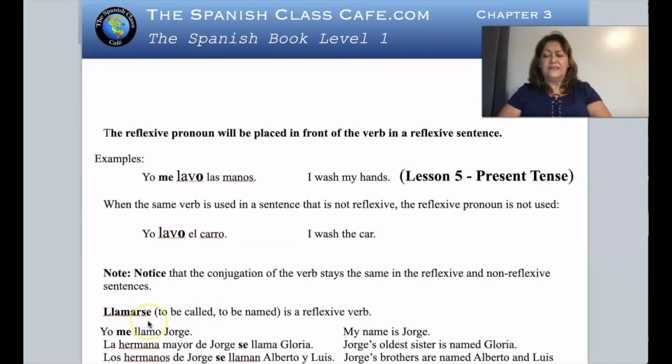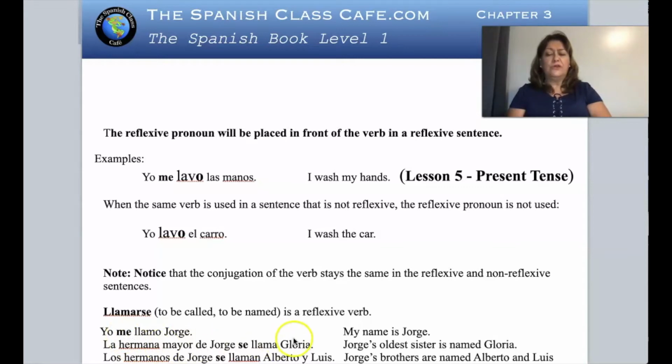Now, llamarse is the infinitive, and it is reflexive. Llamarse, it is a reflexive verb. And that's why I have to say yo me, I use the me, llamo Marta. In this case, yo me llamo, the example is here, yo me llamo Jorge. We have to put the me because llamarse is reflexive. Then you have the yo, llamo, the same, following the rules of the conjugations for the present tense for regular verbs from Lesson 5. And you put the me in front.